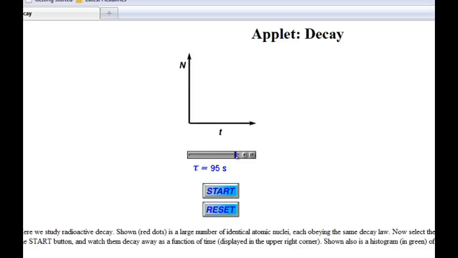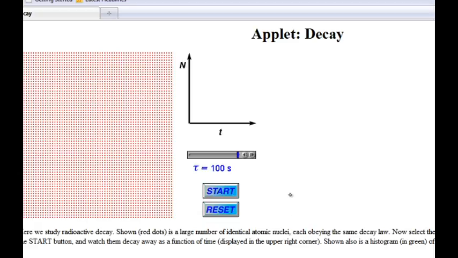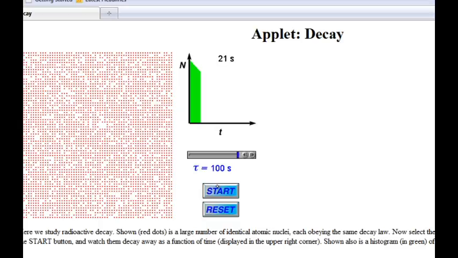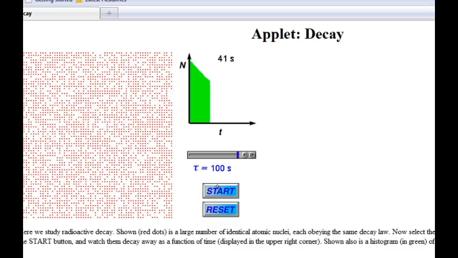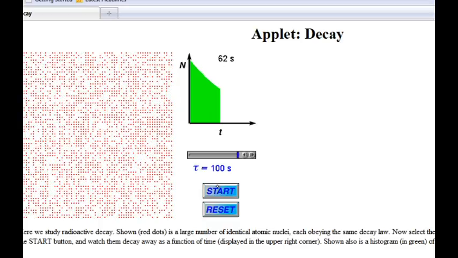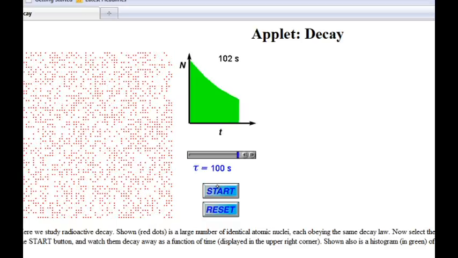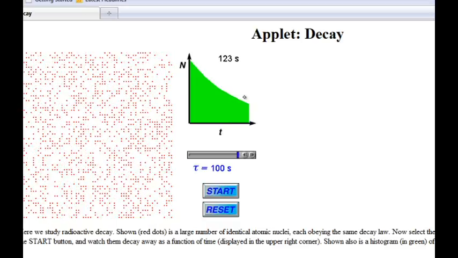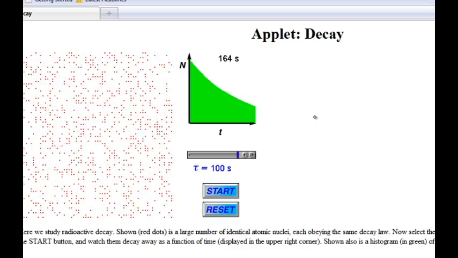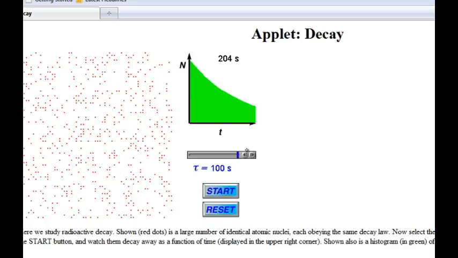So if we increase the half-life to 100 seconds and restart the decay, you can see that the rate is slower. So the longer the half-life, that means it takes that much time for half of the original sample to disappear. So you can see that this is decaying with the same rate law, but the time is longer for half of it to decay.